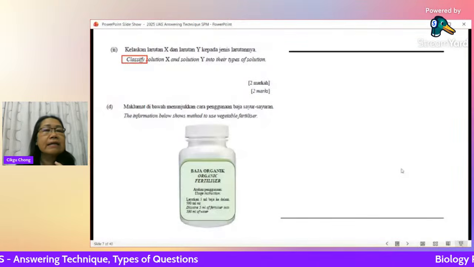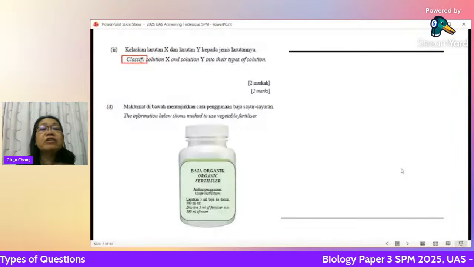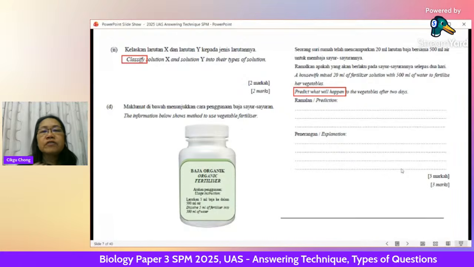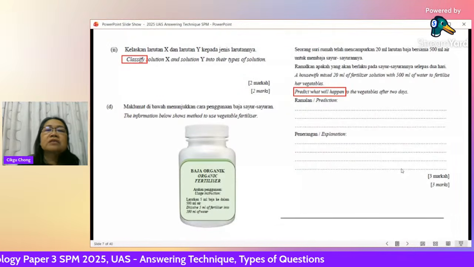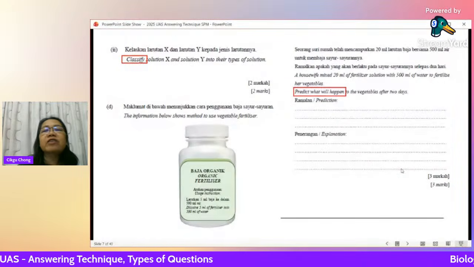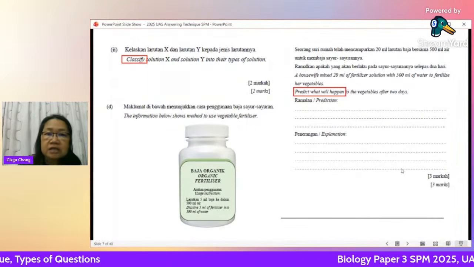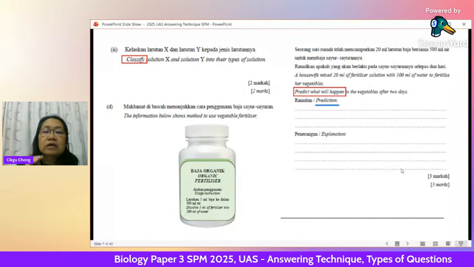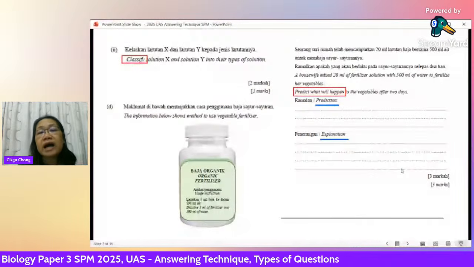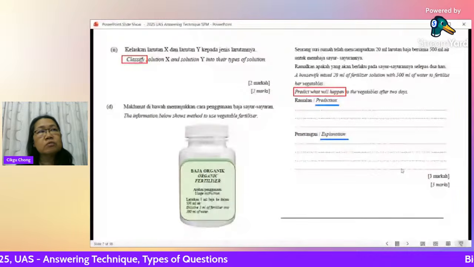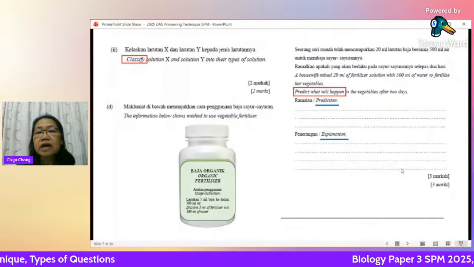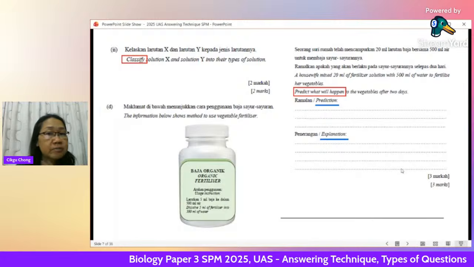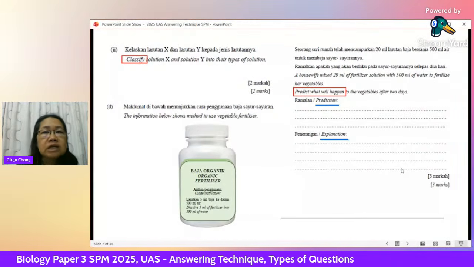And then fertilizer. This is a scenario. This is prediction. Predict what will happen to the vegetables after 2 days if you mix 20 ml of fertilizer solution with 500 ml of water. For prediction, remember you must say what happens first, then give an explanation why you get this answer. Usually prediction will give you 2 to 3 marks. If it's 2 marks, then 1 mark for prediction, 1 mark for explanation. If it is 3 marks, 1 mark for prediction, 2 marks for explanation.